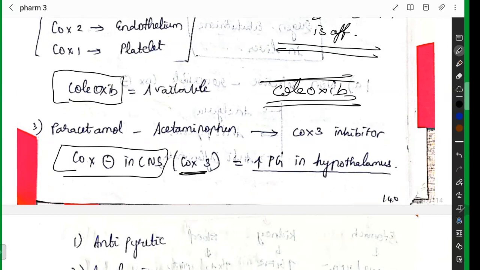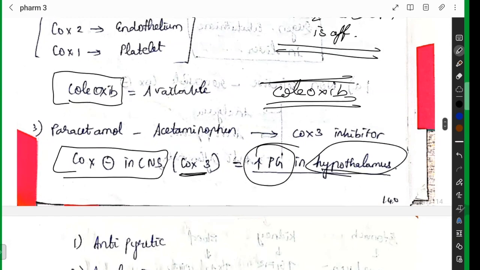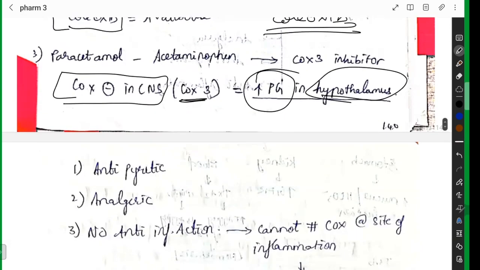So what happens when this is inhibited in your CNS? In the CNS, there is an increase in prostaglandin synthesis by your hypothalamus. So what you're going to do is inhibit the COX-3 present in the central nervous system, with paracetamol. So it is going to act as an antipyretic. It is going to act as an analgesic.